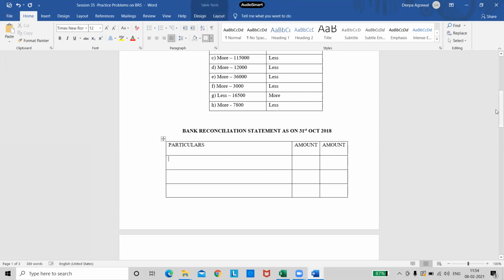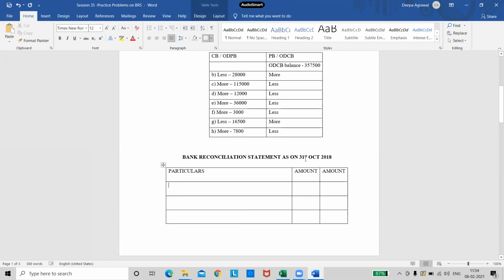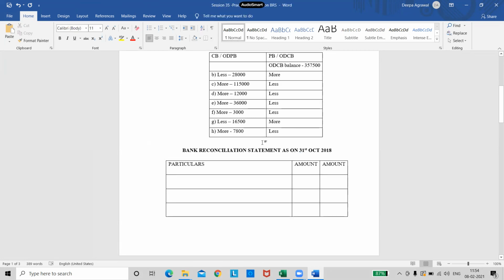So quickly see and tell me, how do I start my pro forma? What is the first line that I should write here now? Tell me. Overdraft balance as per cash book. Overdraft balance as per cash book. So I'm writing the same thing, and the amount is given. I'll take the amount in the outer column, 3,57,500.